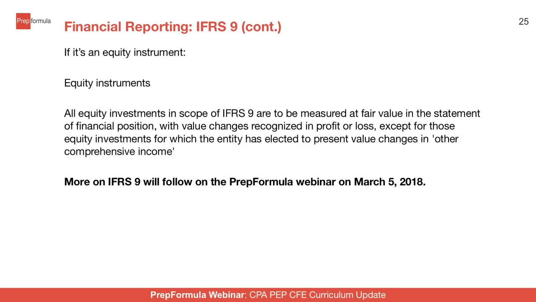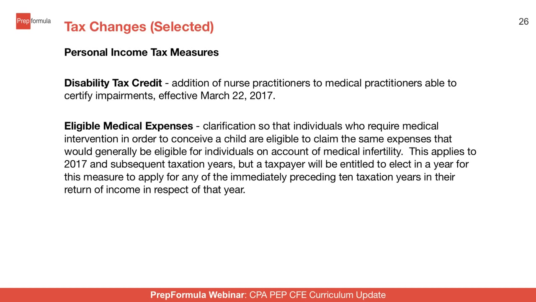If it's an equity instrument, all equity instruments in the scope of IFRS 9 are measured at fair value in the statement of financial position with value recognized in P&L. And for any equity instruments where you have elected to present the fair value changes in your OCI balance, those ones would be separately identifiable. But just to let you know, IFRS 9 is very complex. We're going to cover it on March 5th.